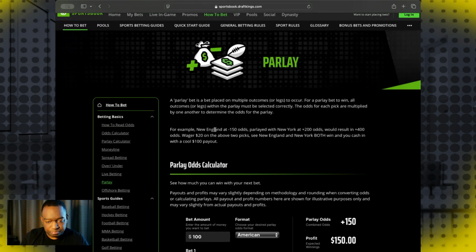For example, New England is at minus 150 odds, parlayed against New York with 200 odds, could result in a plus 400 odds wager, $200 on the above two picks. And New England and New York both win, and you cash in a cool $100 payout.